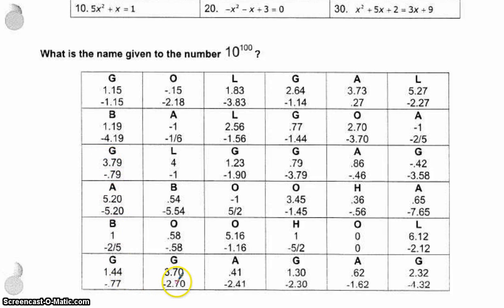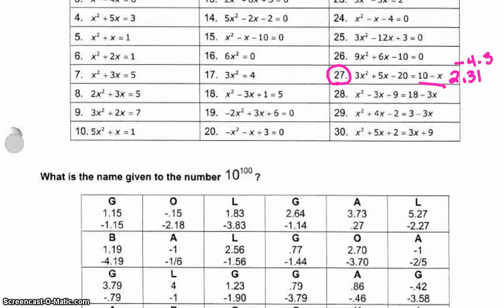And it just takes a minute. You just got to look at every one of them. Negative 4.3 and a positive 2.3. I'm not seeing it so far. So if you don't find it, what does that mean? It means you probably need to go back and check your work.